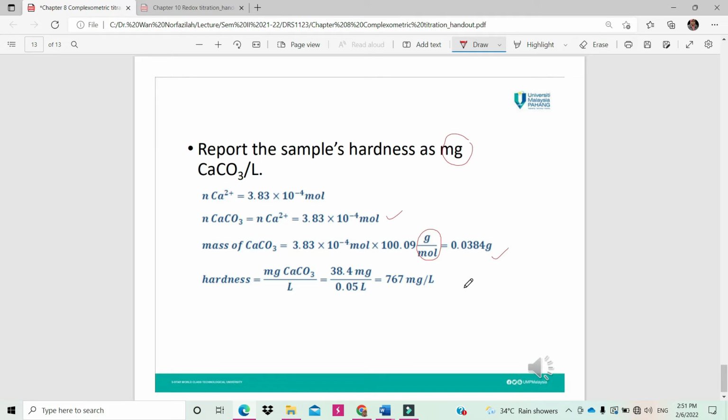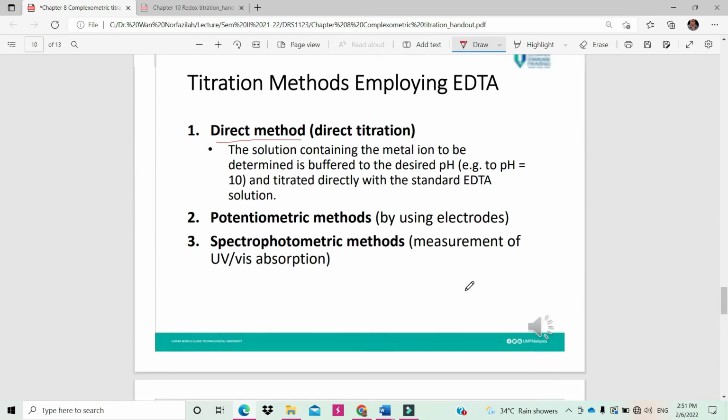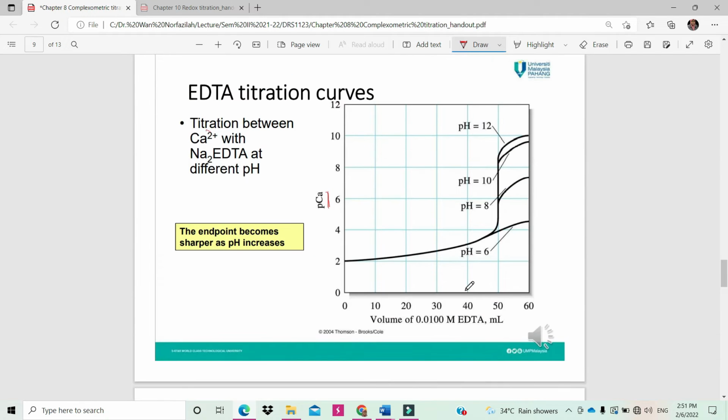Alright, so that is for complexometric titration. Okay, and we can also use the same methods as for precipitation titration to come up with the titration curve. Kita boleh tanya juga. So we can ask you to find the pCa before the endpoint, at the endpoint, and after that in excess. Boleh come up, cara kira dia sama dengan precipitation titration.